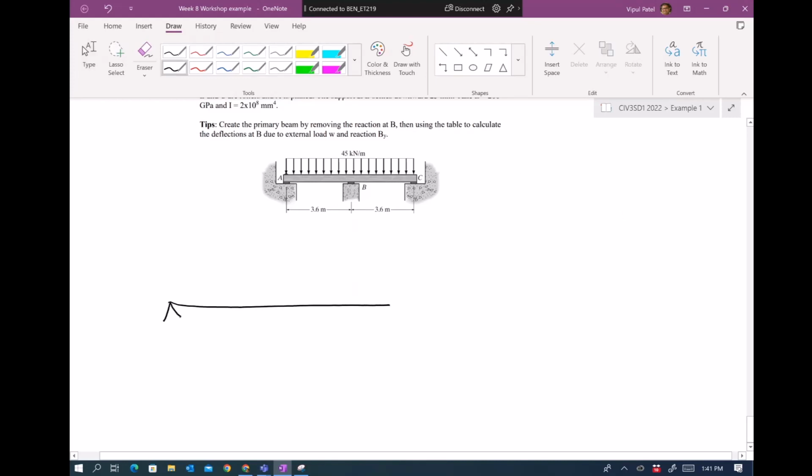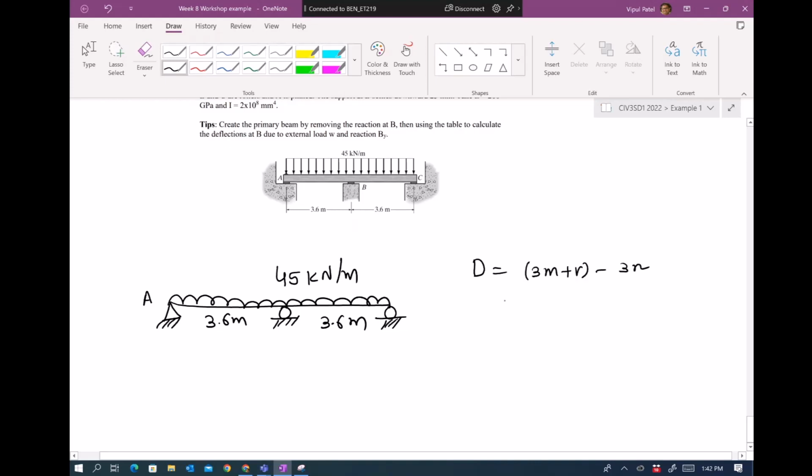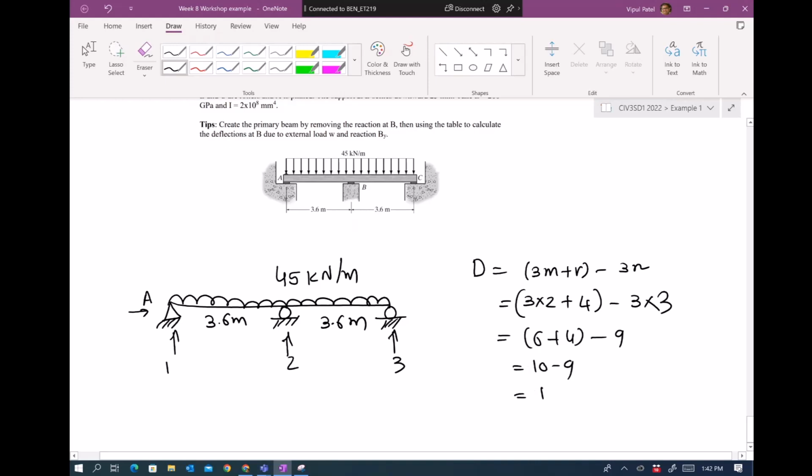I think you got the concept now: you have this pin here, this roller here, this roller here, and you have this 45 kilonewton per meter over 3.6 meters, 3.6 meters, right? So degree of indeterminacy: 3m plus r minus 3n. 3 times 2 members, reaction forces 1, 2, 3, 4, joints 1, 2, 3. 6 plus 4 minus 9, 10 minus 9, degree of indeterminacy 1.